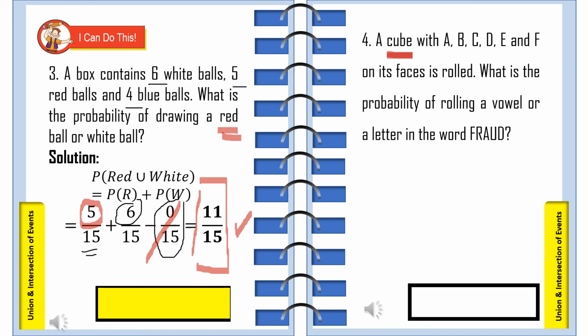And then, what is the probability of rolling a vowel? So, vowel, yun yung ating first event. Or letter in the word fraud. Okay? Or letter in the word fraud na nandoon sa cube. Again, probability na ang lalabas kapag ni-roll mo yung cube ay vowel or a letter in the word fraud. So again, ano ba yung mga letters na nasa word na fraud nandun sa ating cube? Okay, correct. Yun yung letter A, D, at saka F. Okay? Ayan, so binigyan ko ng idea. Okay? So timer starts now.